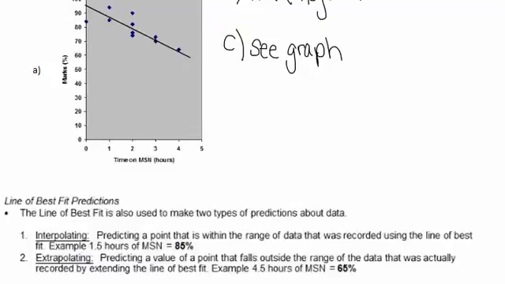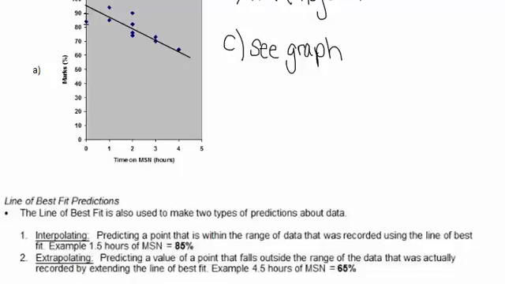So for example, interpolating is predicting a point that is within the range of data that was recorded using the line of best fit. For the example they're giving here, they're saying they could predict that somebody who spends an hour and a half on MSN, we just go all the way up to when we hit the line of best fit, and then we go across and we notice that they would likely get a mark around 85%.